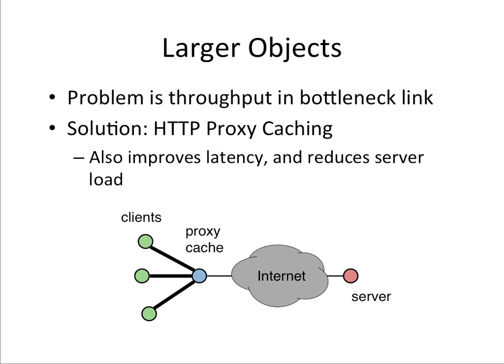Any examples? Like the banners, the logos and stuff? Yeah. Logos for a page, they change very rarely. And caching works even if the content is small, right? It's not just large. It's especially good if the content is large. But even if the content is small, if you don't have to go all the way to the internet, it'll, first of all, make your access faster. And second, you are freeing up your outbound link for something maybe more important. Any questions about HTTP proxies?